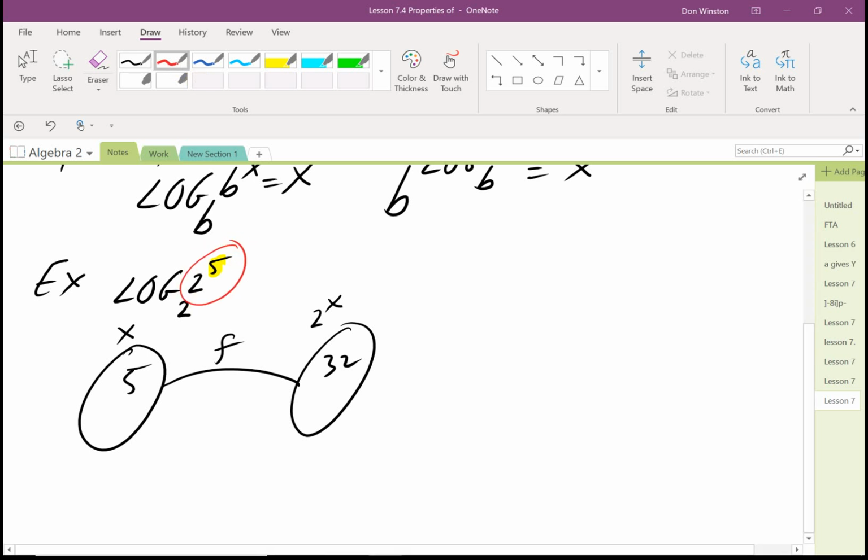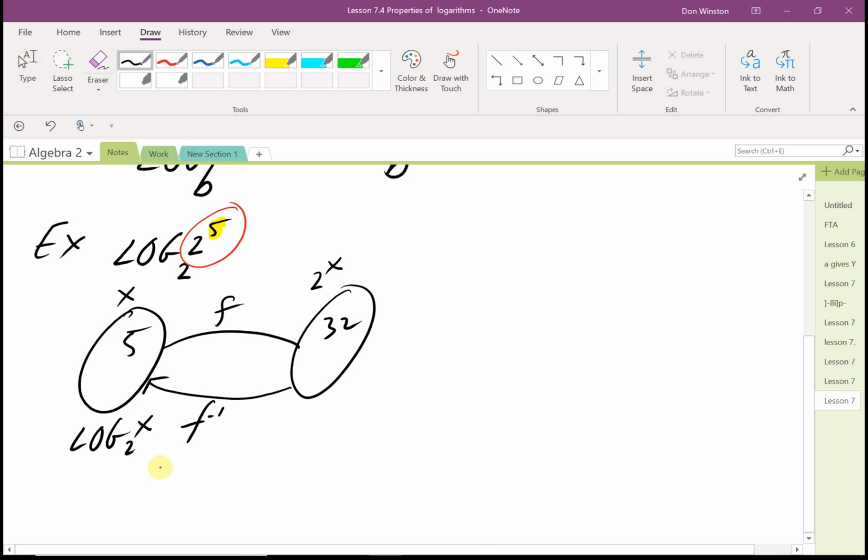Now, what makes inverse functions nice is that if I apply the inverse function, I can get back to where I started from, or I can get back to x. If I start with 5 and get 32, it would be nice to now, with 32, get back to 5, and that's what inverse functions allow us to do. So the inverse function, f inverse, is going to be log base 2 of x.